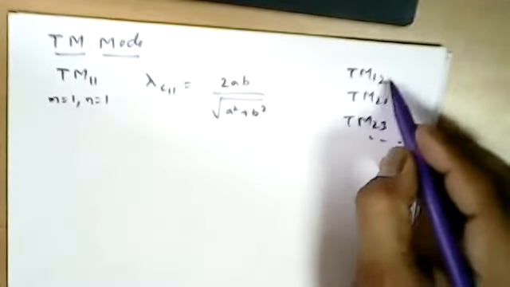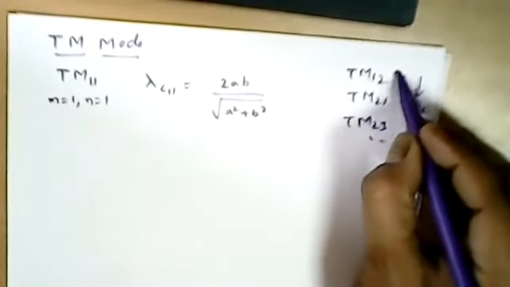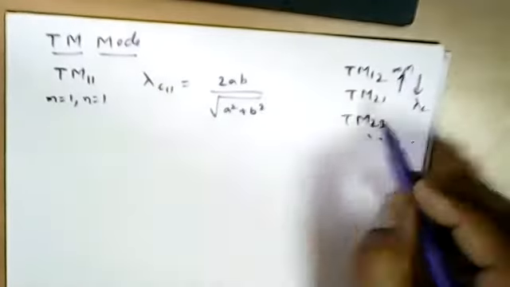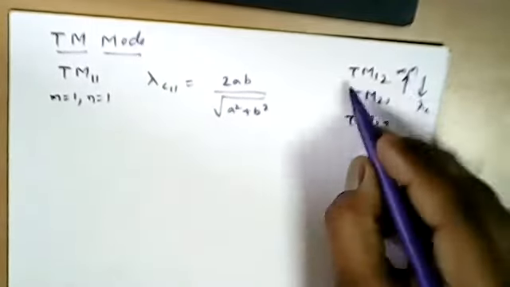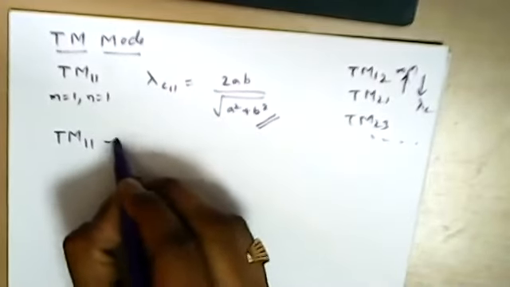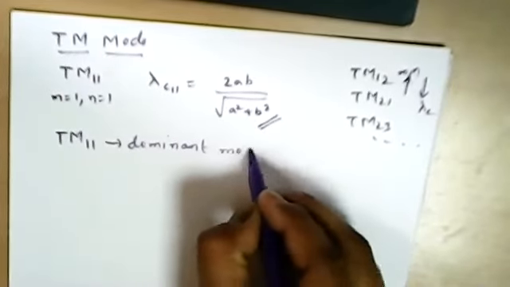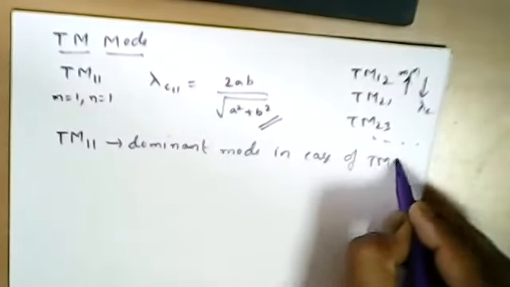As we have seen, as the m and n values increase, the cutoff wavelength decreases, as in the previous example. So from this we can understand that lambda C11 has this particular expression, so it is the dominant mode. No need to memorize it. TM11 is the dominant mode in case of TM modes.